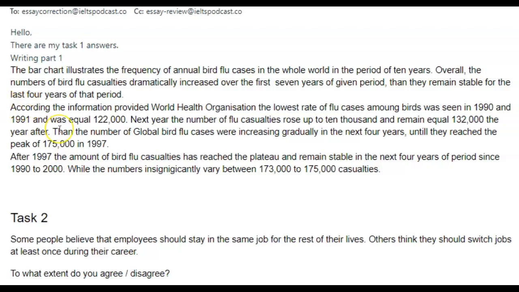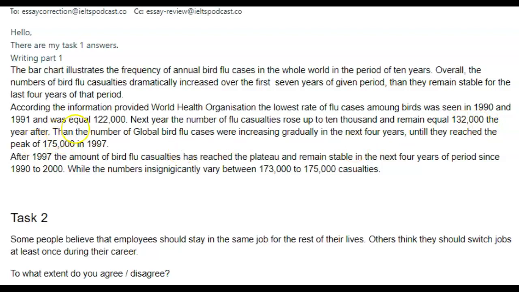The next year, the number of flu casualties rose up. Well, careful. They didn't rise up to 10,000. They rose up by 10,000. There's a difference. So if they were 122,000 and they went to 132,000, then they rose by 10,000. If they rose to 10,000, then it was lower than 10,000 and it reached 10,000. That's not what's happening here. So they rose up by 10,000 to 132,000 the year after.